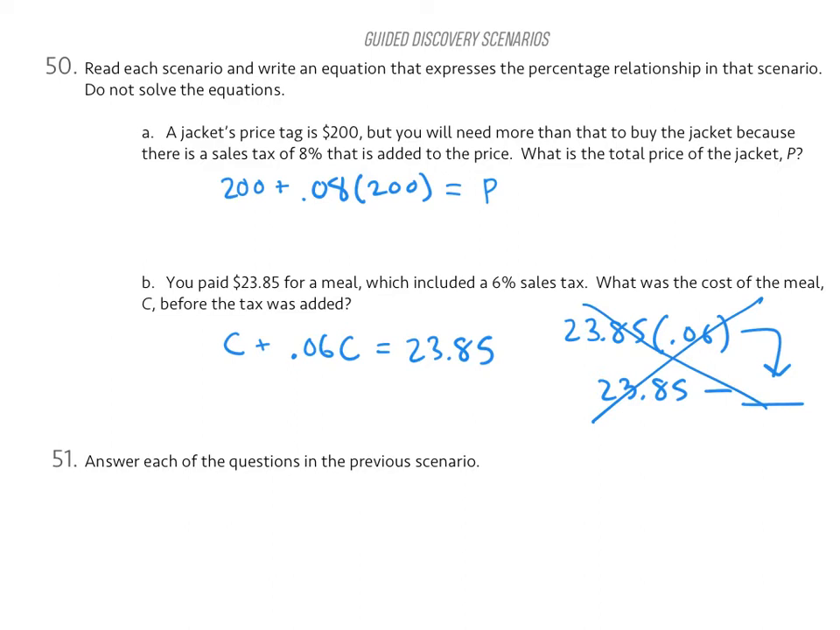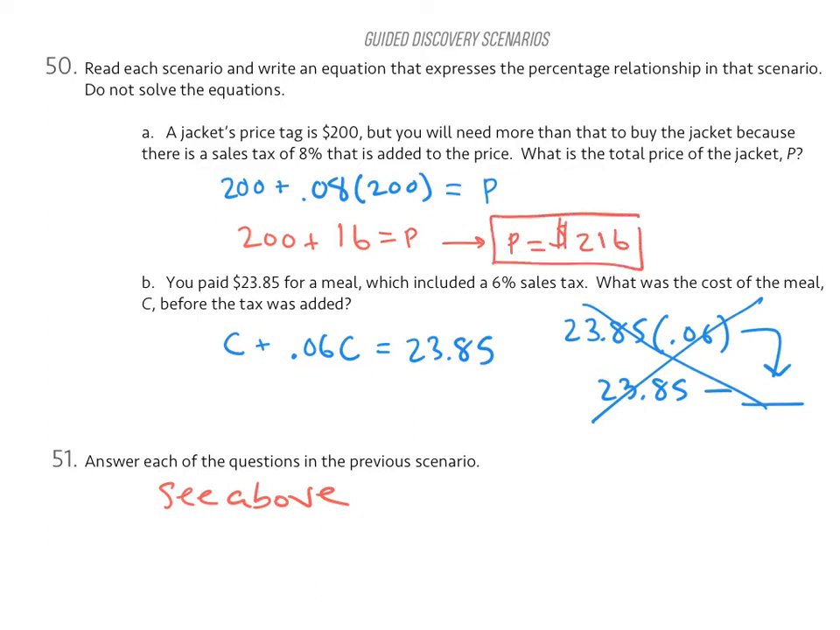Number 51. Answer each of the questions in the previous scenario. I can do that in the space above. In part A, 0.08 times 200 is 16. 200 plus 16 is equal to P. And so P equals 216, and that's dollars. That's the total price of the jacket after sales tax.